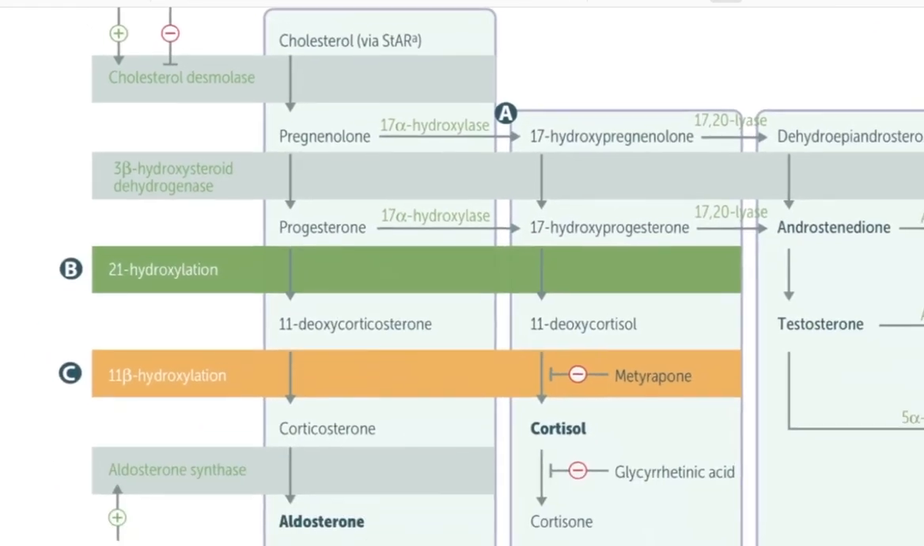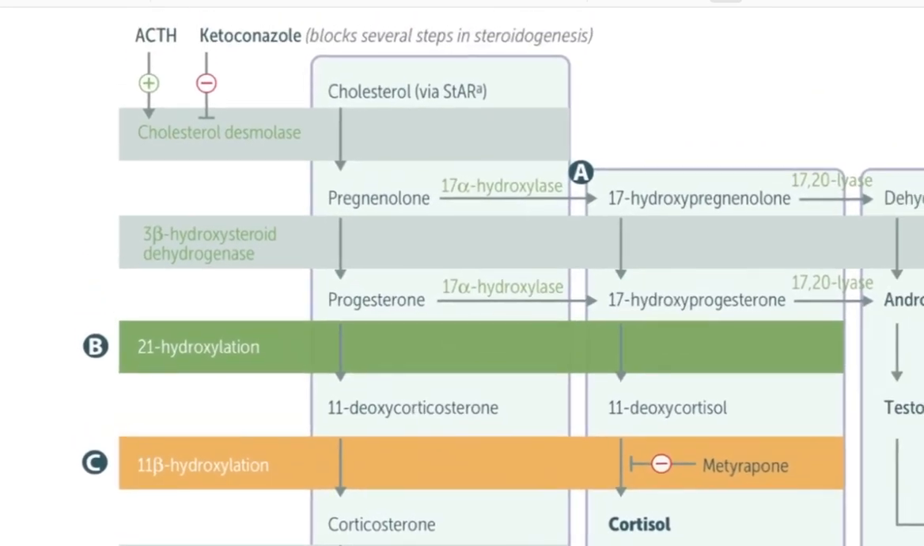Okay. In the first step of formation of aldosterone, the precursor molecule is cholesterol. All the hormones of the adrenal cortex are produced from cholesterol. Is it clear? The cholesterol is converted into pregnenolone by cholesterol desmolase. This is an enzyme. Cholesterol desmolase is regulated by ACTH and ketoconazole.